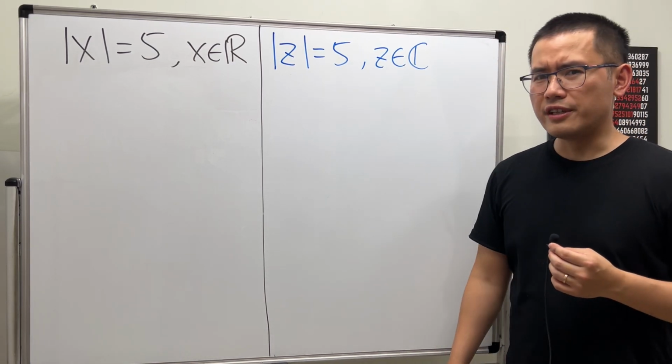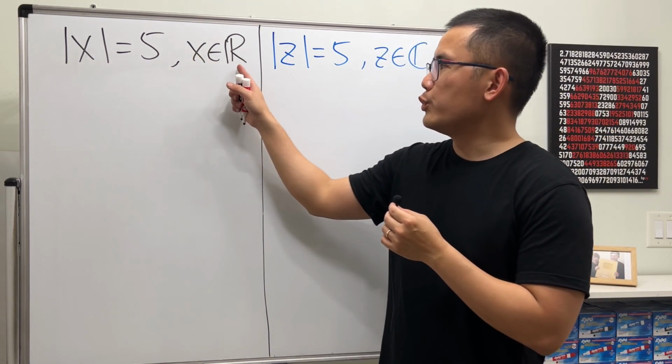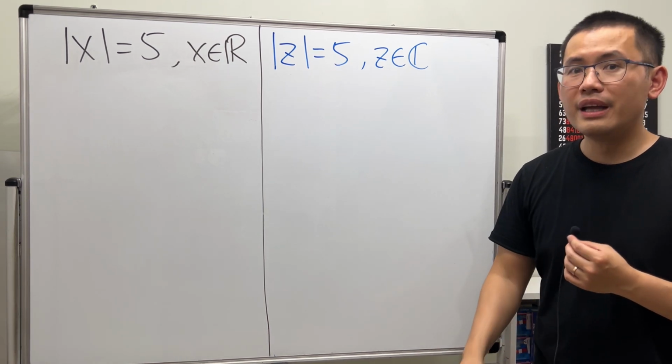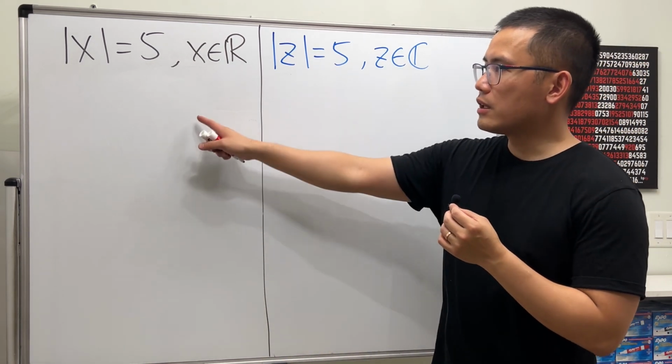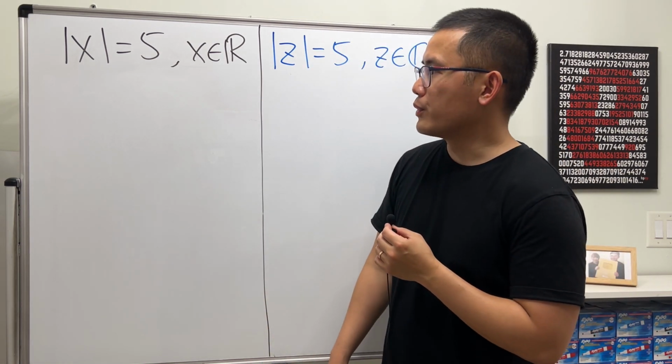Aren't these two equations the same? Well, in fact, no, because for the first one, x is a real number, and for the second one, z is a complex number. And let me show you the difference, starting with this one first. We'll use the definition of the absolute value.